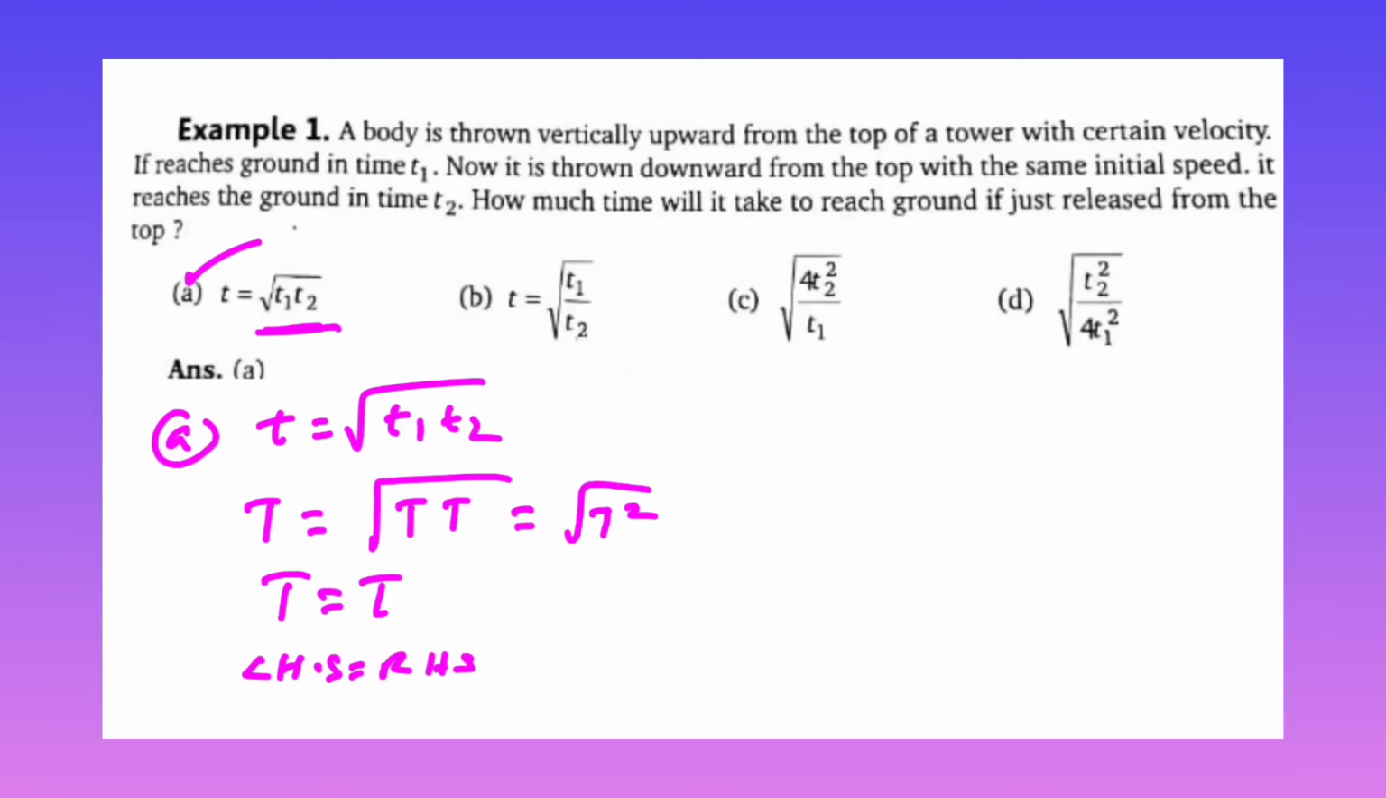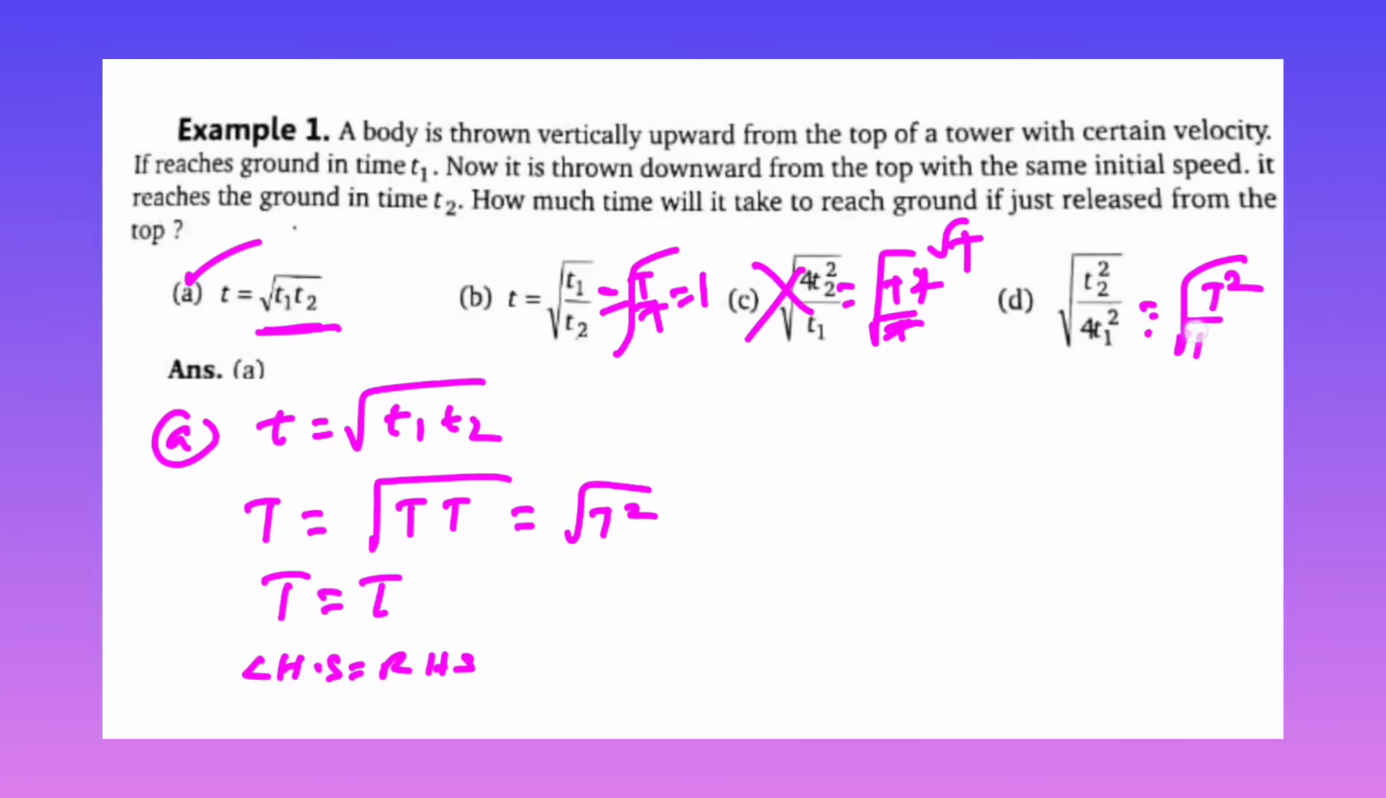So therefore this is going to be the correct option. Whereas here, t by t under root is going to be 1. So this is going to be t square by t, which is root t. It is not going to be your answer. Here also, t square by t square, that is 1, that's it. But this is going to be the correct option.